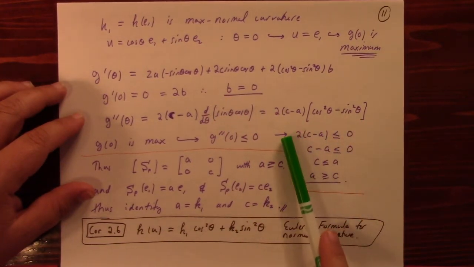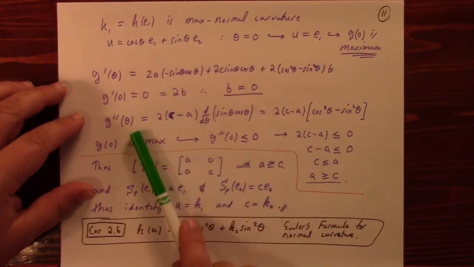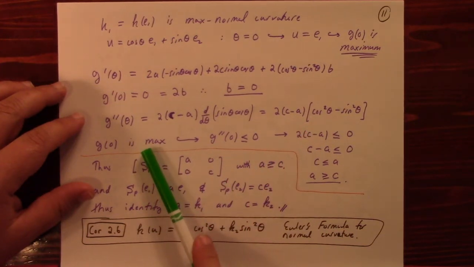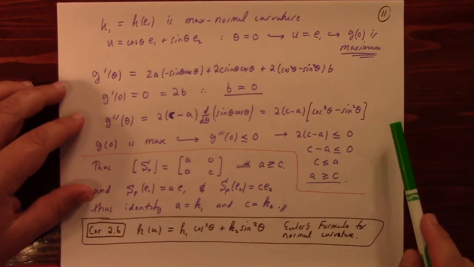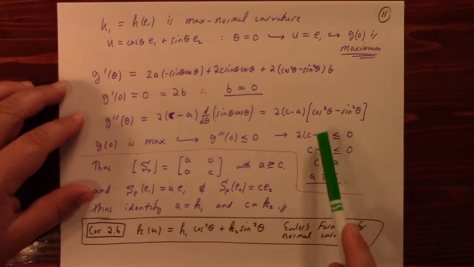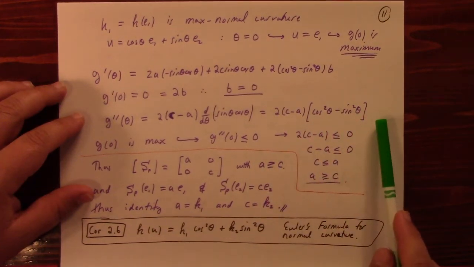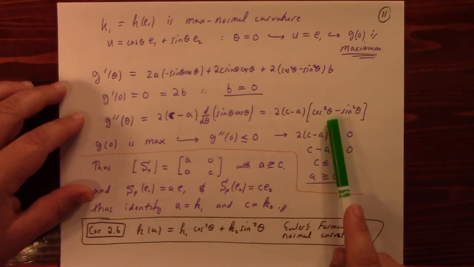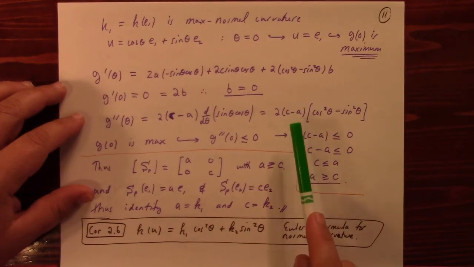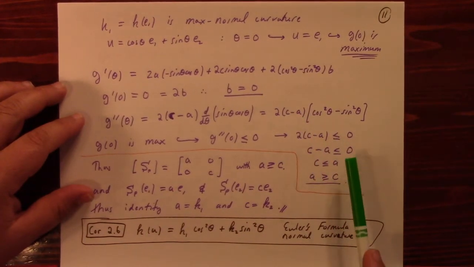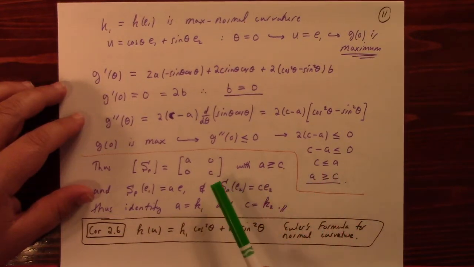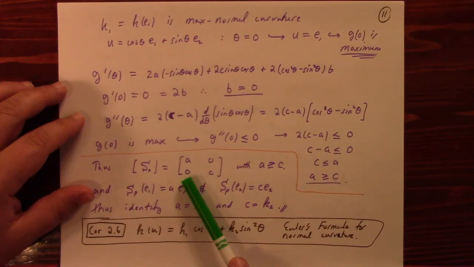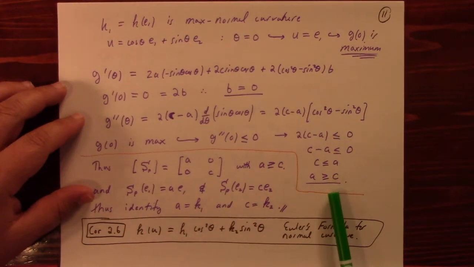All right. But G prime prime of 0 is a max, which means the second derivative must be negative, or at worst 0. So if this is less than or equal to 0, but the thing is, we also know that theta is 0. This can't be negative, so it has to be this that's non-positive, which tells us that A is greater than or equal to C. Oh, by the way, B being 0 was nice because that proved that the matrix was diagonal, and now we also know that A is greater than or equal to C.